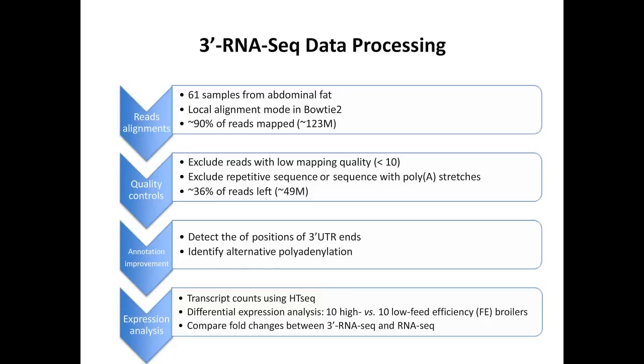In the next step, we detected the position of the 3' UTR. This is one of the advantages of the technology that I mentioned. It allows us to detect the 3' UTR. And then we identified alternative polyadenylation, which I will talk about later. The final step was using HT-seq, a software for quantification of gene expression. We used HT-seq to quantify the amount of transcript from each gene in each sample.